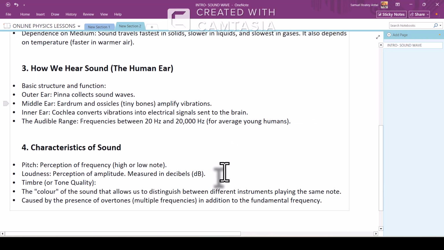All right. How do we hear sound? Okay. So there's the outer ear, which is the pinna, what we call the auricle. It directs sound waves into our ears.